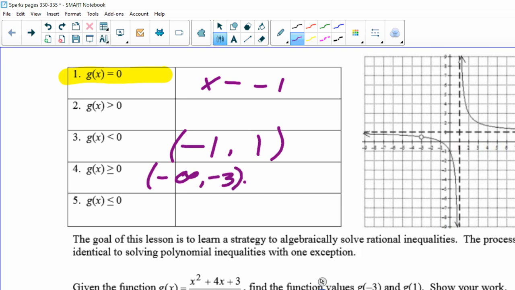Negative infinity to negative 3. Negative 3 to negative 1. But include negative 1. Good.